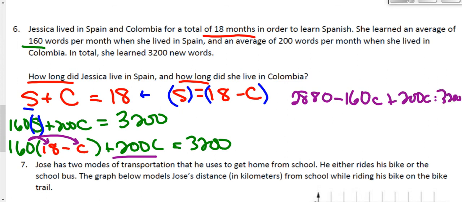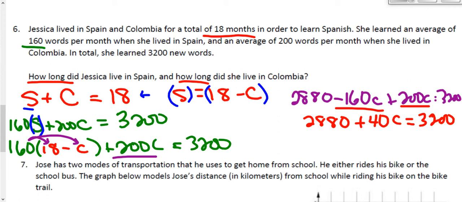I'm running out of room. I can combine my like terms. I have negative 160C and positive 200C. If I combine those, I end up with 40C. And this 2,880 plus 40C equals 3,200. I'm going to try and get C alone by subtracting this number from both sides. So 40C is going to equal 3,200 minus 2,880, which is 320. And then I'm going to divide both sides by 40. So C equals 320 divided by 40, which is 8.